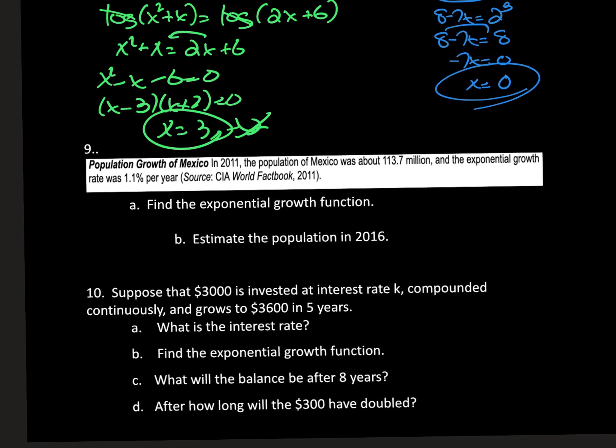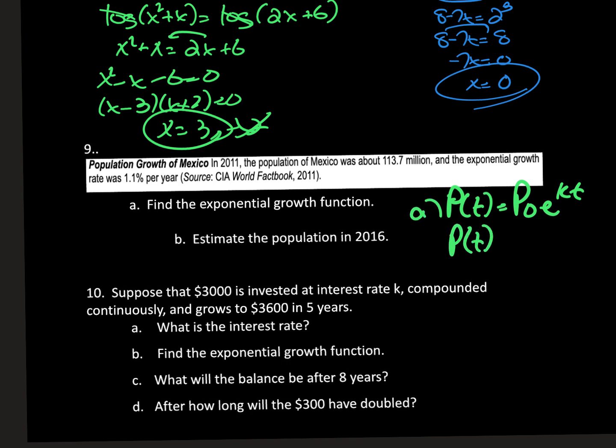All right, number 9 says population growth. It says in 2011, the population of Mexico is about 113.7 million, and the exponential growth rate was 1.1% per year. Find the growth function. Okay, so for population growth, we're using this function right here. P of t, population, equals P sub 0 e to the kt, where k is the rate, t is the time, P sub 0 is the initial population. So just to write, this is part A, by the way. So just write the function, just plug stuff in.